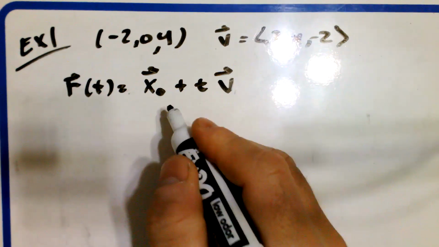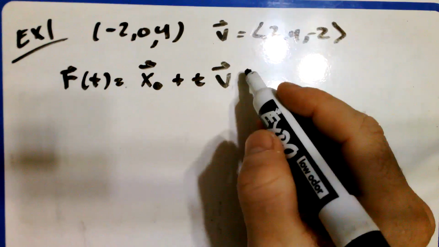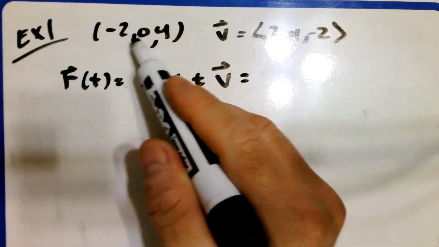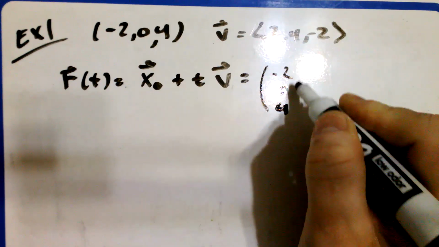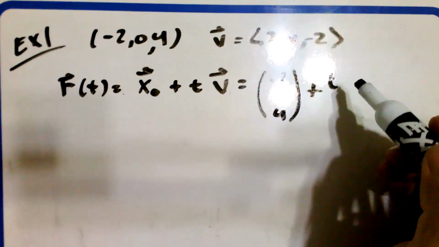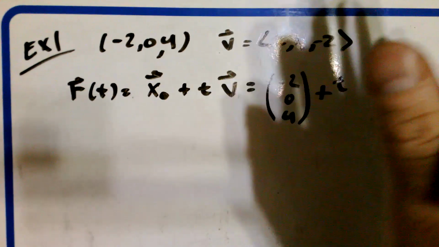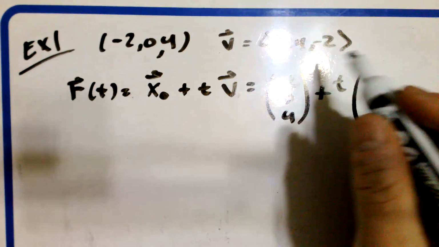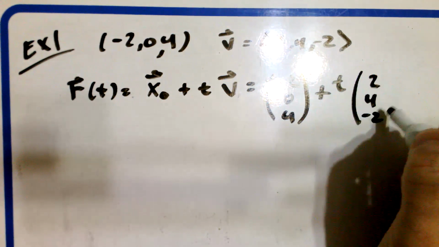So this is literally just plugging in directly as vectors. And so the x naught is the components of this point here. So we have -2, 0, and 4 plus t, our parameter, times the components of v, since that's kind of like our slope, that's what we want to be parallel to.